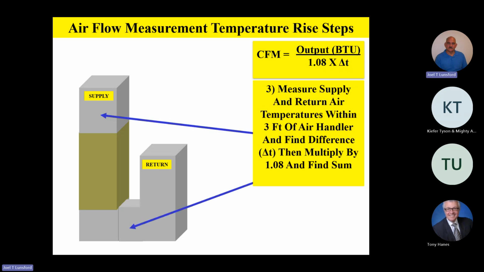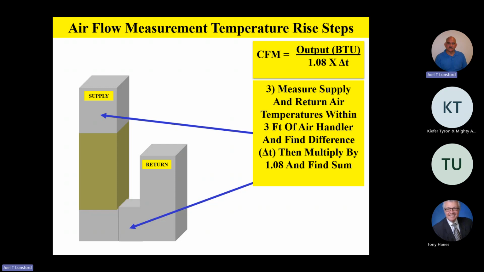Step number 3, we're going to measure the supply and return air temperature within about 3 feet of the air handler. The reason is we don't want the heat strips directly cooking the temperature probe. So go down about 3 feet down the plenum. If you have a real short supply plenum, just go to the very first register, the very first outlet will get you close enough. Ideally it's about 3 feet from the air handler, and you take your supply air temperature and your return air temperature.